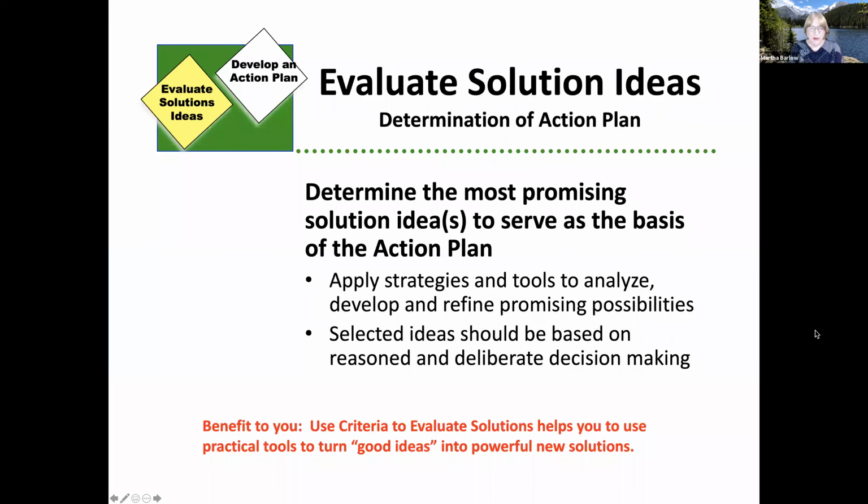Okay, so now we're down to evaluating solution ideas. And I think this is one that in the past has sometimes gotten short shrift, but there's going to be some changes. They're hoping that people will pay more attention to evaluating your solution ideas. So it's really a good idea to come up with some criteria and think, okay, we've got all these ideas, which ones are better than others? We want to make a deliberate decision, not just which ones do we feel like using, but which ones are going to have the most impact.